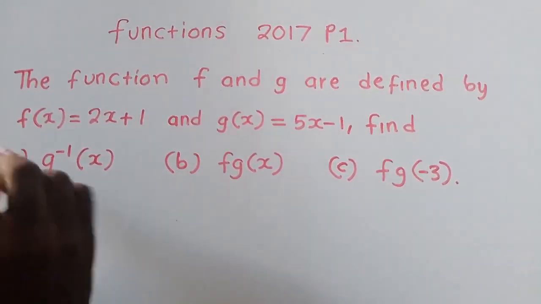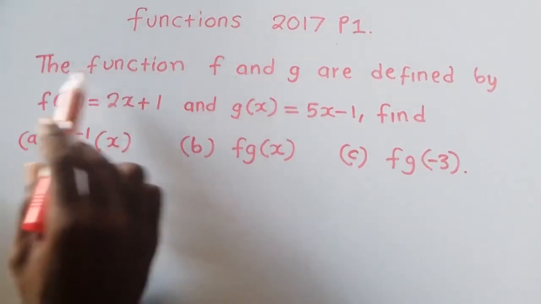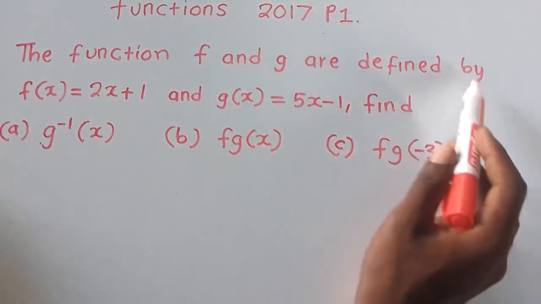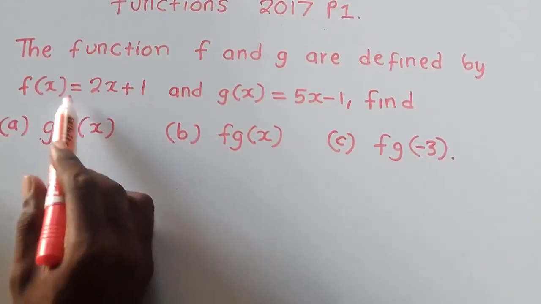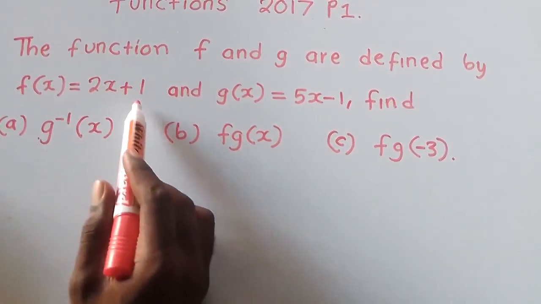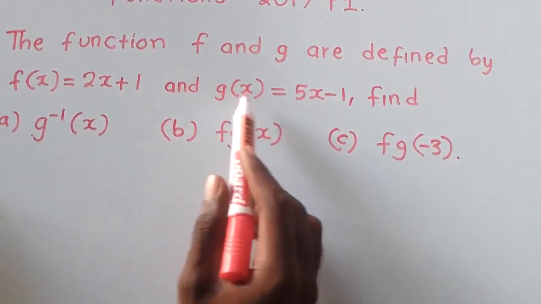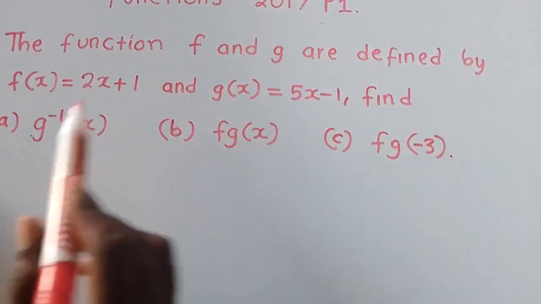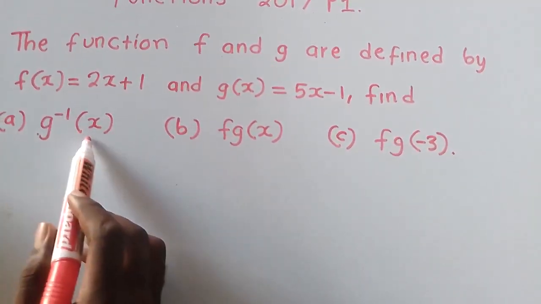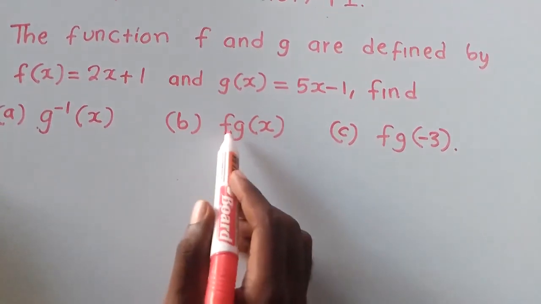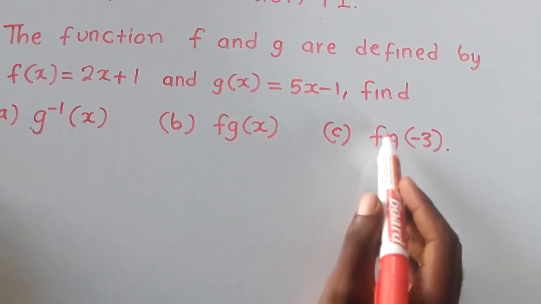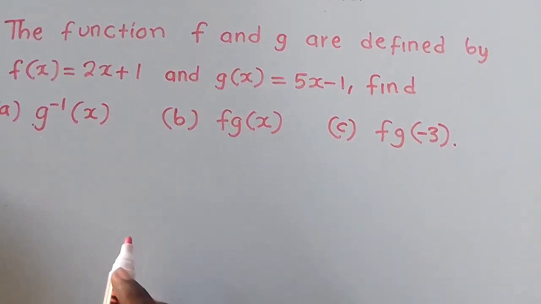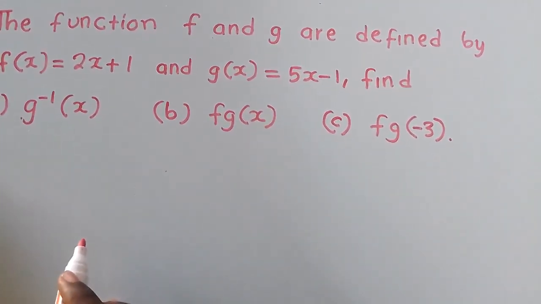The question reads: the functions f and g are defined by f of x equal to 2x plus 1 and g of x equal to 5x minus 1. Find g inverse of x, fg of x, fg of negative 3. These are the questions we are given to answer.